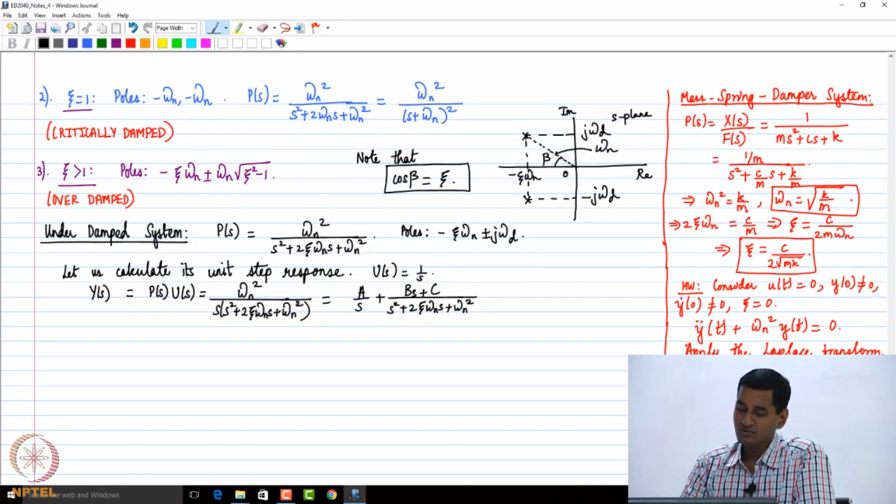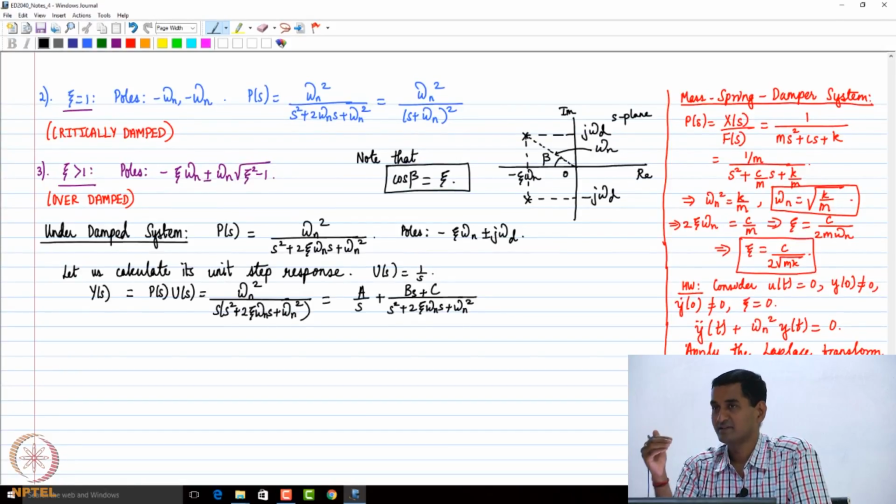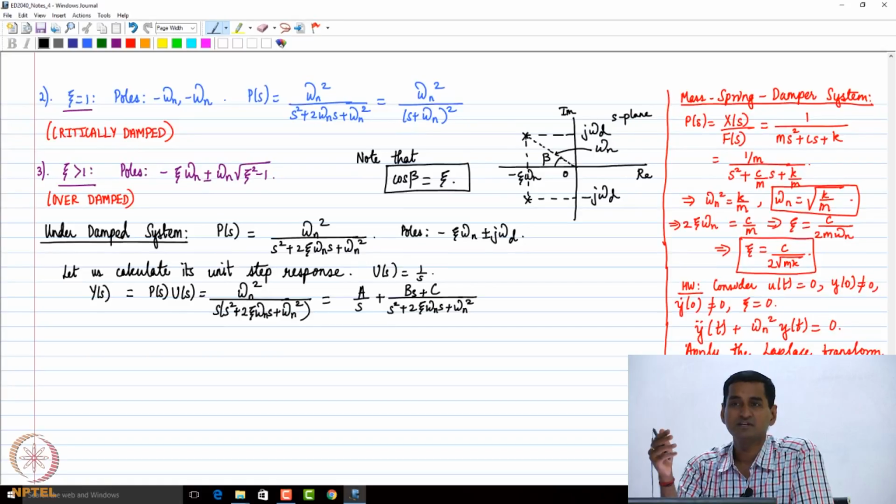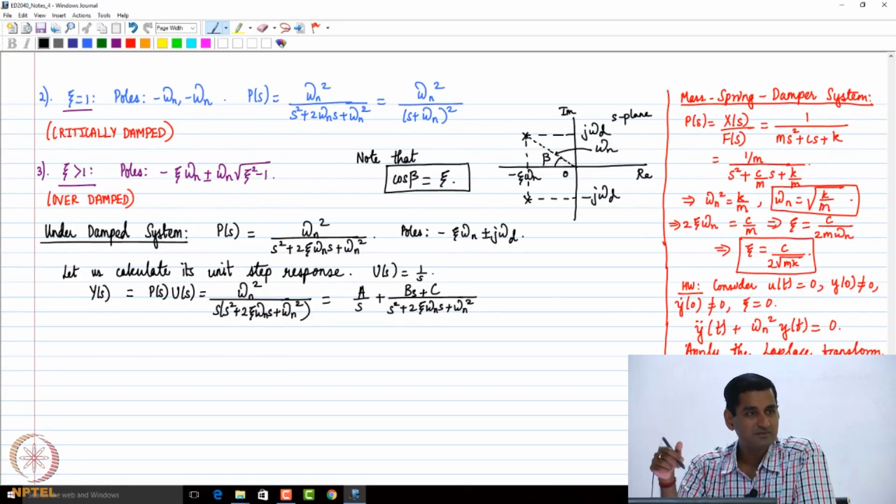So if I do A by s, plus Bs plus C divided by s squared plus 2 zeta omega s plus omega squared. Please remember, if I have an nth order polynomial in the denominator of any partial fraction, the numerator in general is of order n minus 1. One order less, so in this case it is a first order polynomial. That's why I am having Bs plus C.